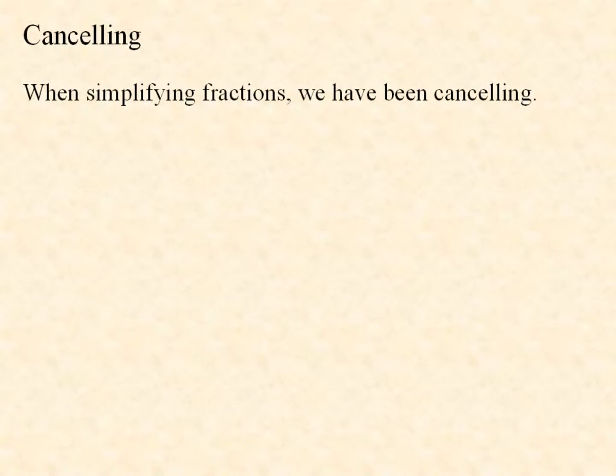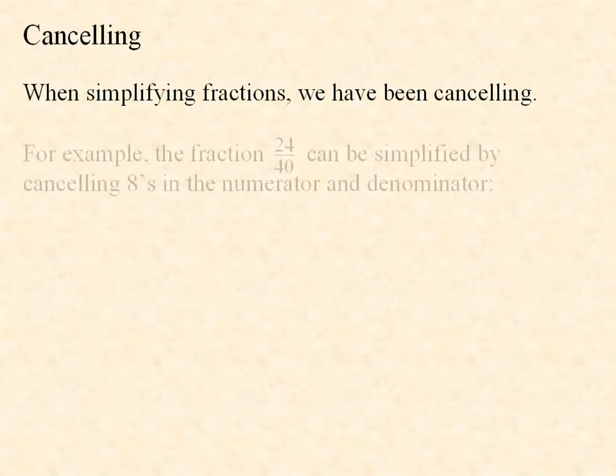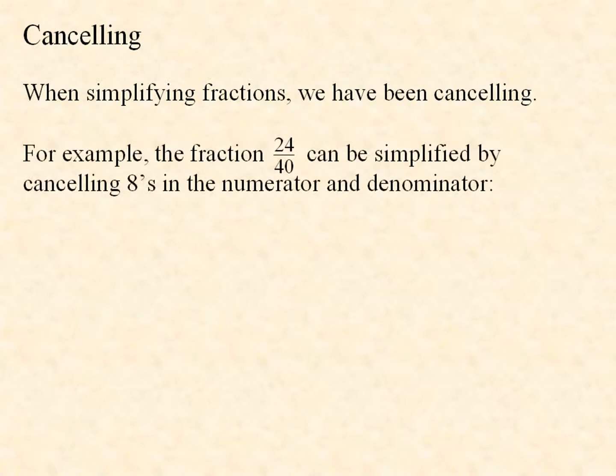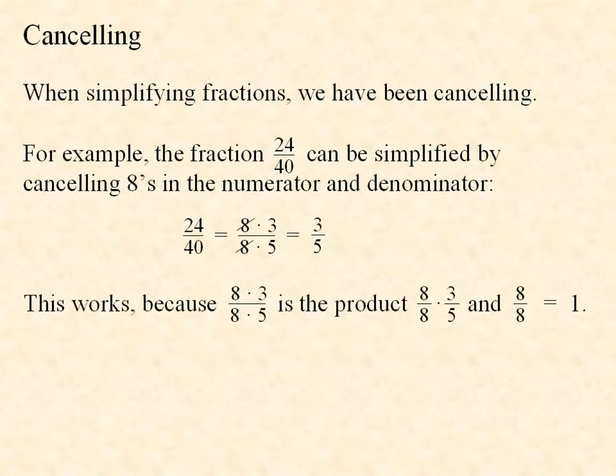Now we consider canceling. When simplifying fractions, we have been canceling. For example, the fraction 24/40ths can be simplified by canceling 8ths in the numerator and denominator because 24/40ths is 8 times 3 over 8 times 5. And we cancel those 8ths to get 3/5. It's the same as dividing the top and bottom by 8. This works because 8 times 3 over 8 times 5 is the product of the two fractions 8/8 times 3/5, and 8/8 is 1.